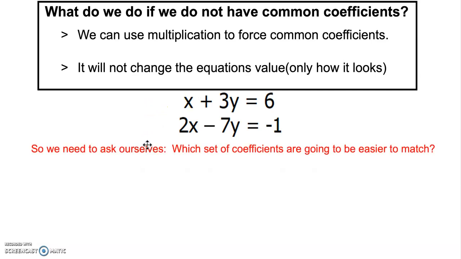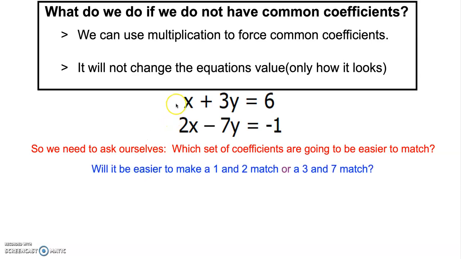So we have to ask ourselves, which set of coefficients are going to be easier to match? Is it going to be easier to make a 1 match a 2 or a 3 match a 7 by multiplication? Well, it's going to be pretty easy to turn a 1 into a 2 by multiplying by 2. Be a lot harder to find something that we could turn a 3 into a 7 with. So we have chosen which variable we're going to eliminate based on which coefficient set we can force to match.